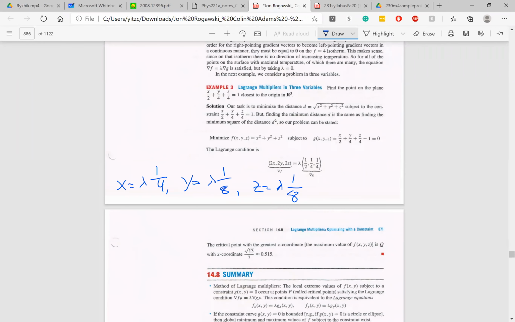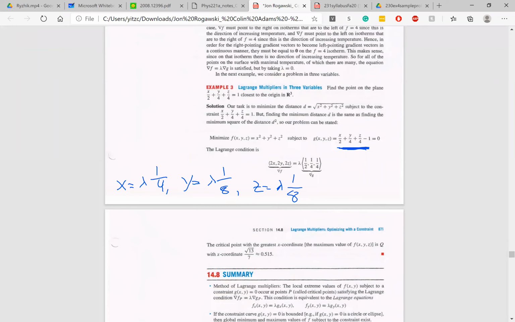Now you can plug that into your constraint to solve for lambda. So we can plug it into our constraint to solve for lambda right over there, minus 1 is equal to 0. That will tell you what lambda is. And then you can plug the lambda into all of these to figure out what x, y, and z are.